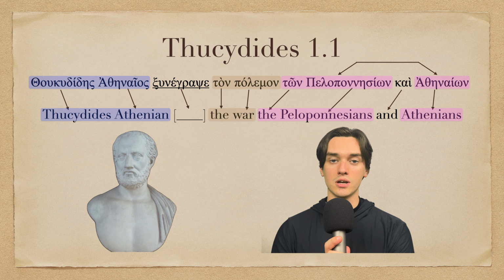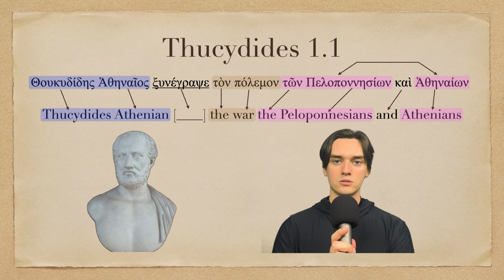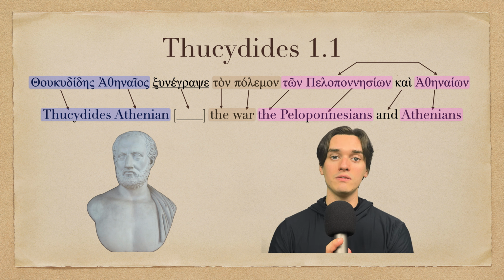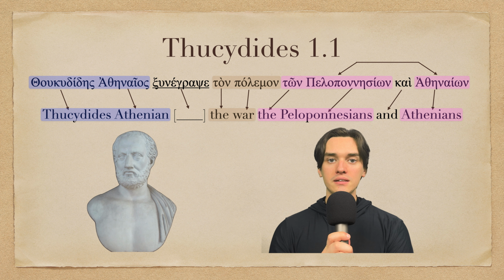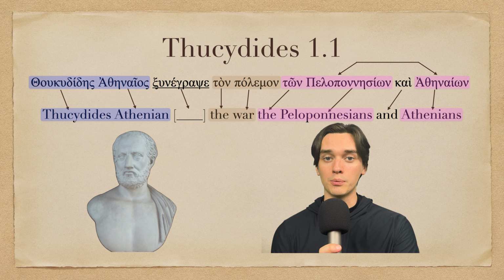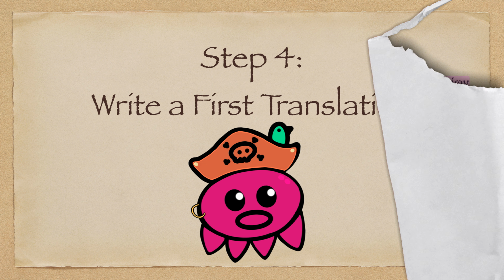Thucydides and Athenaios are both nominative, so let's mark them as blue. Xun egrapse is our verb, so let's underline it. Ton Polemon is accusative, so let's highlight it as brown. And lastly, we have two genitive ideas that are linked with kai. Ton Peloponnesion, kai Athenaion. Let's highlight these as magenta. As a side note, let's keep in the back of our mind that these two genitives are probably going to modify the same thing.